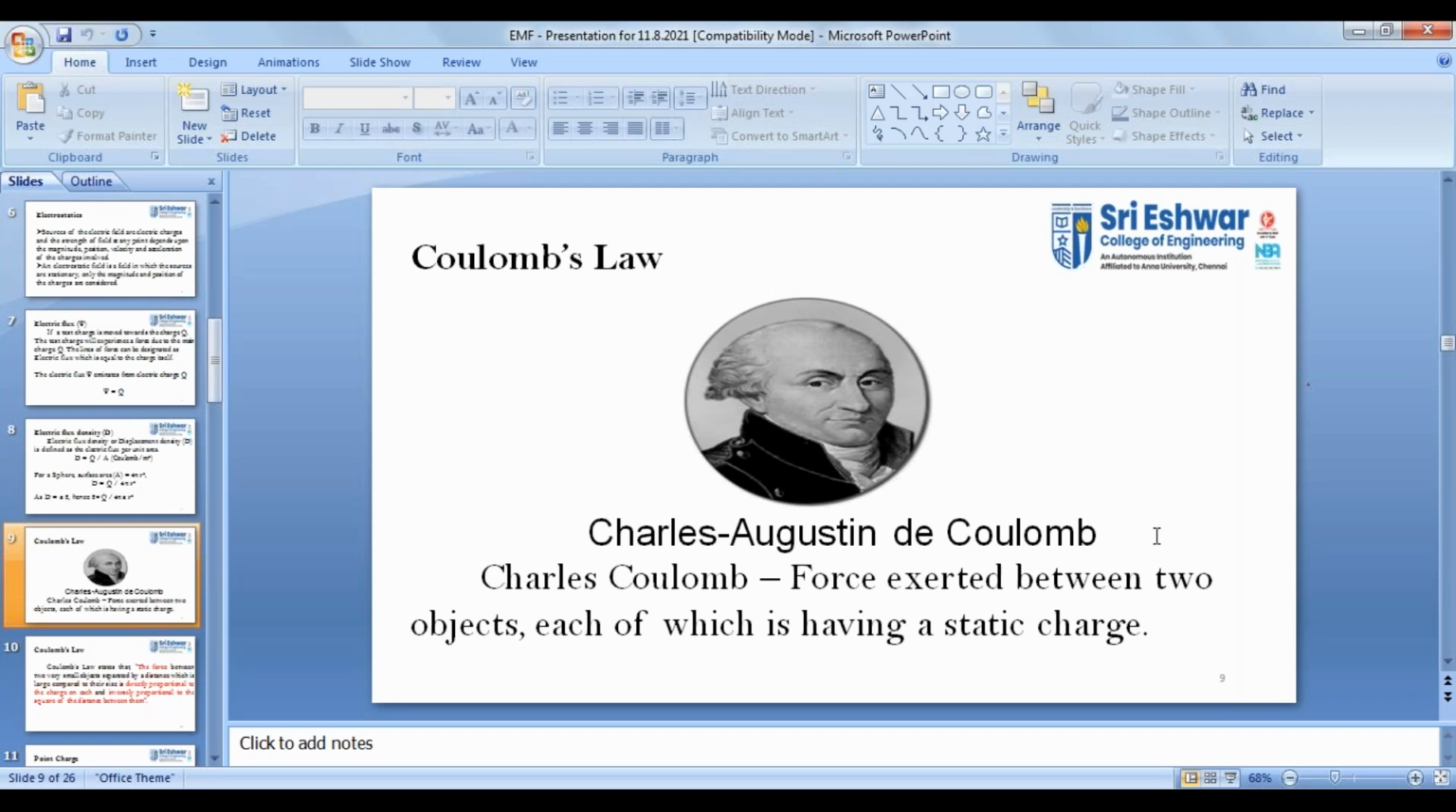So Charles Coulomb, what he actually observed from his test, is he derived the expression of force exerted or experienced between two objects, each of which is having a static charge. So between two objects or two charge carrying conductors, how much will be the force experienced? That is what he has tested. This particular law is named after his invention, Coulomb's law. Charles Augustine D. Coulomb is the scientist's name.